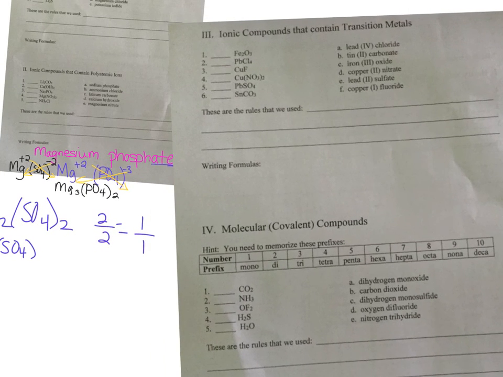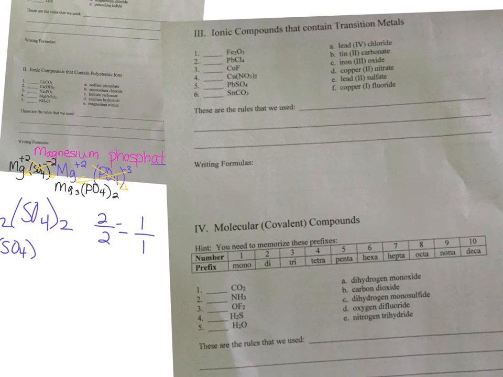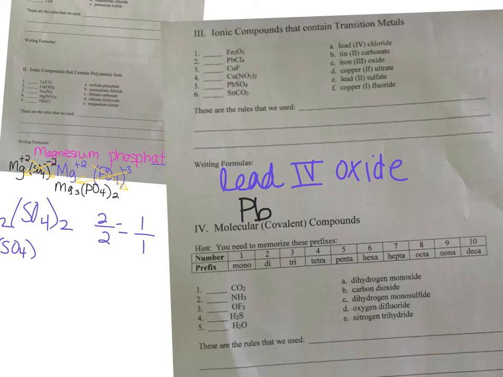Top of the page, transition metal. Let's just stick with what's up here. We'll do lead(IV) oxide. Lead(IV) oxide. All right? So, lead, Pb. What is this Roman numeral telling us? The charge. Good. So a +4.